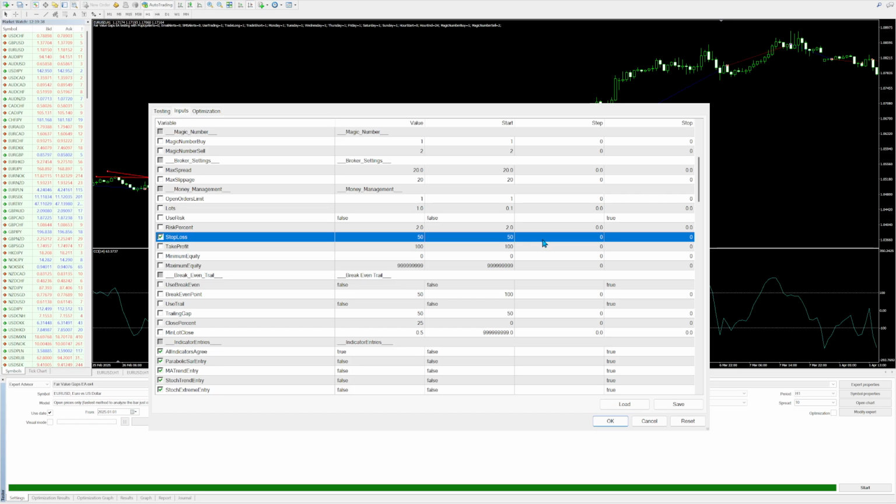So let's just put 50 there. We'll go up in 50 increments and we'll stop at 100. So this will test the stop loss of 50 and 100, because it's starting at 50, going up at 50 and stopping at 100.